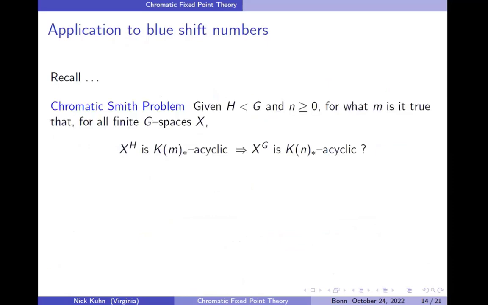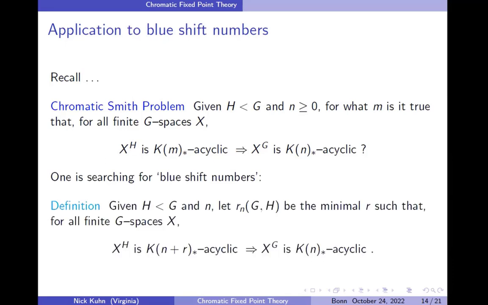So let's have some fun with it. Okay. So first of all, back to this chromatic Smith problem. This is this general problem that's equivalent to the topology, the Balmer spectrum for equivariant stable spectra. This is the general problem. Okay. So you have this thing. So one's searching for blue shift numbers. So let me define this.